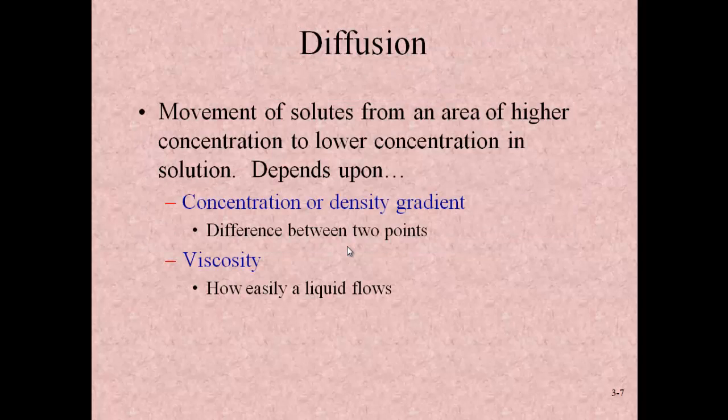So back to simple diffusion. Key thing to remember here and to underline and highlight is it's movement of solutes, which would be any dissolved substance, from an area of higher concentration to lower concentration. And the rate of diffusion, how fast this process goes, depends on how concentrated the substance is on one side of the membrane. We call that a density gradient, meaning it's more concentrated on one side than the other. And viscosity, how easily a liquid flows. Something with a high viscosity is something that does not flow very well. For example, molasses would have a high viscosity compared to, say, a cheap pancake syrup that flows very easily.